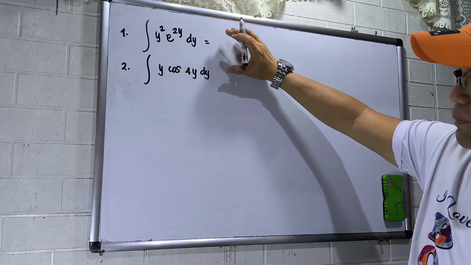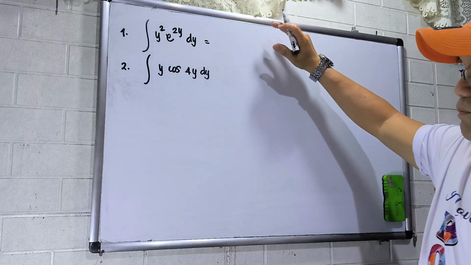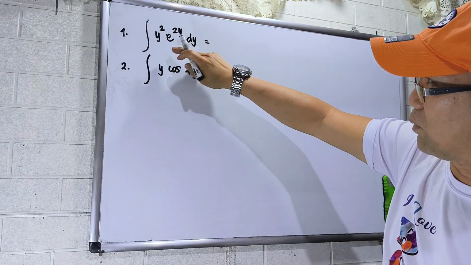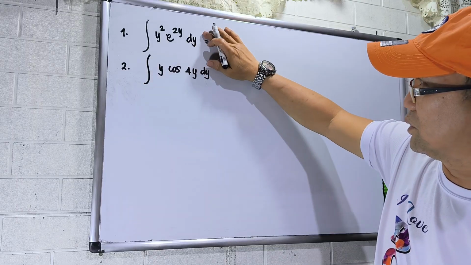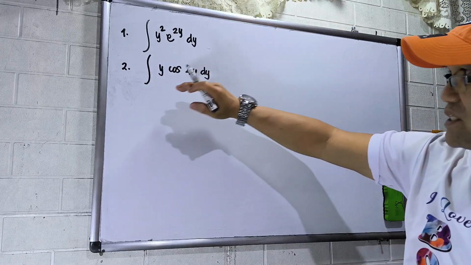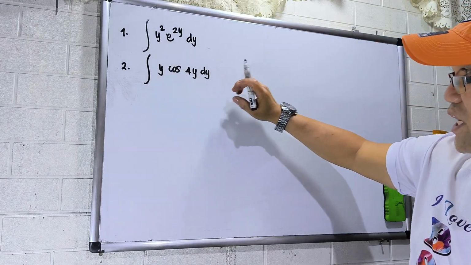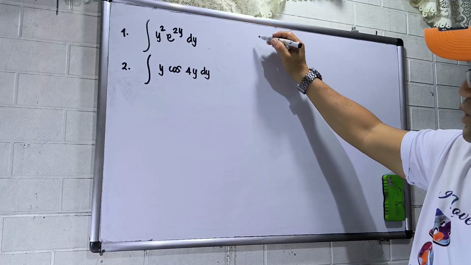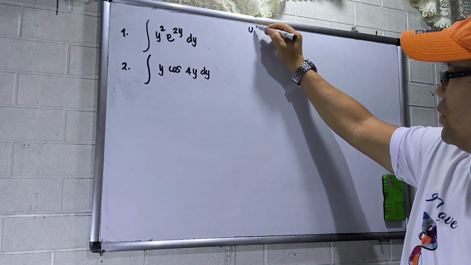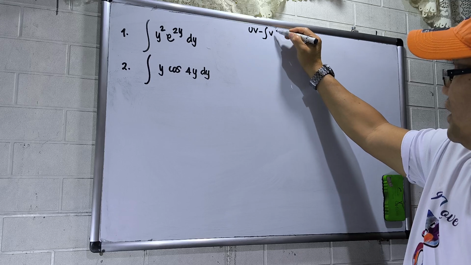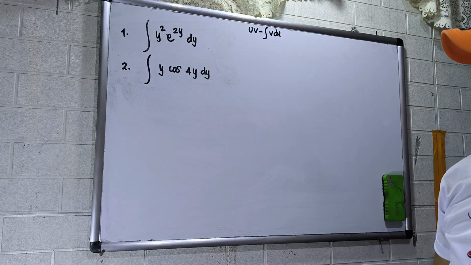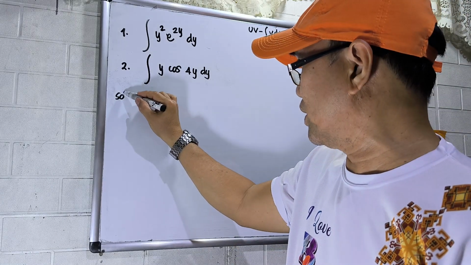So I have two problems for integration by parts. Number 1 is the integral of y squared times e to the 2y dy, and number 2 is the integral of y times cosine 4y dy. Note that for integration by parts, we use the formula uv minus the integral of v du. This will be the solution for number 1.